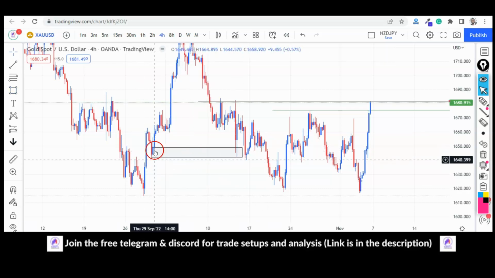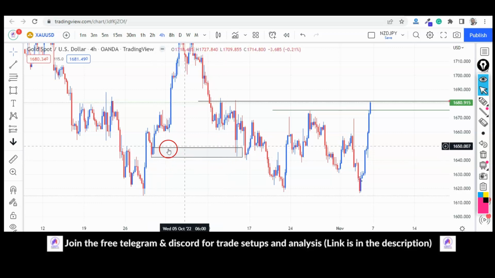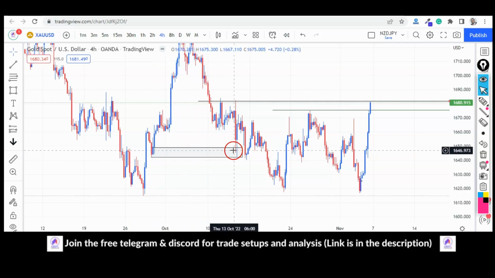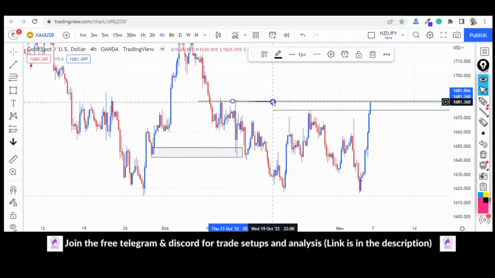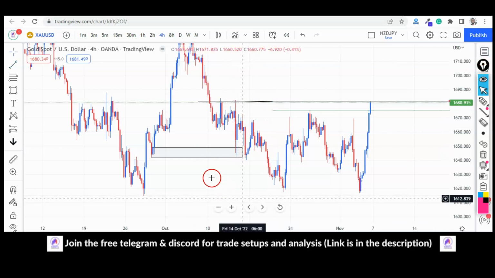This is what I mean by untested support zone. Okay, this level is good for you to take your buy, because this will act as a support. Now, when price moved from here to the upside, it failed to break structure. It didn't break structure, so that makes this low here a weak low, and that becomes what? Liquidity.